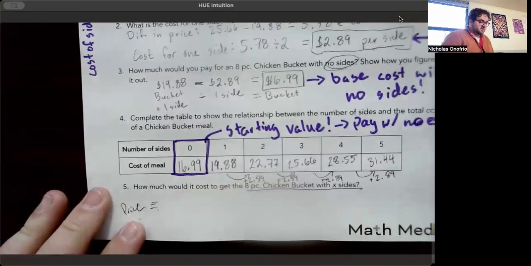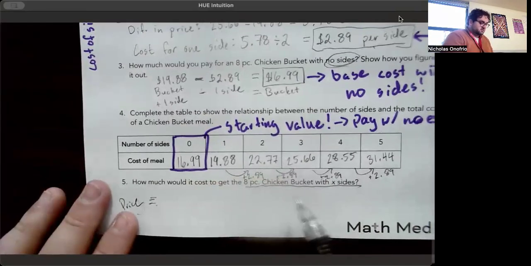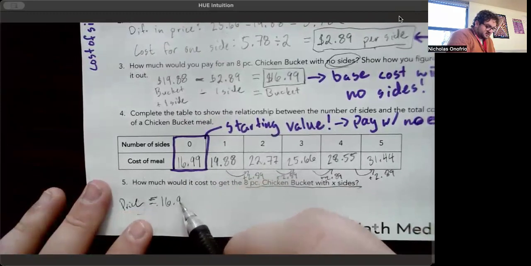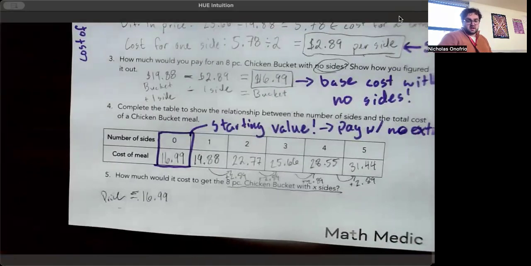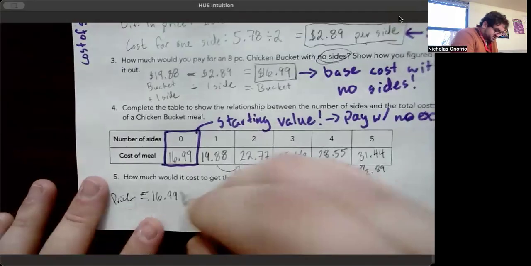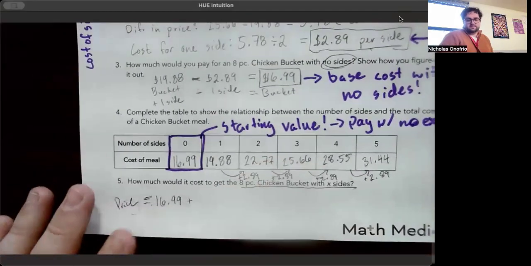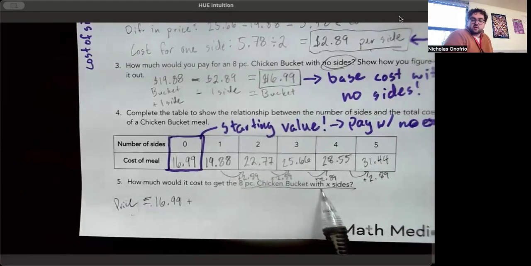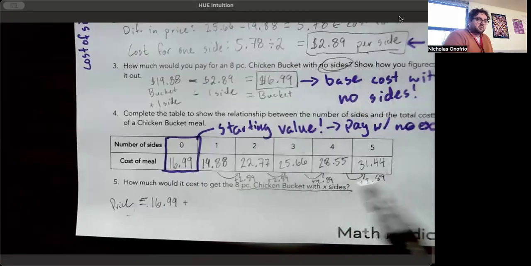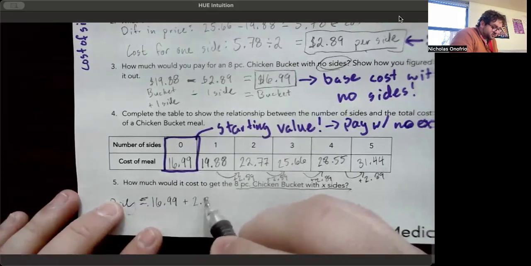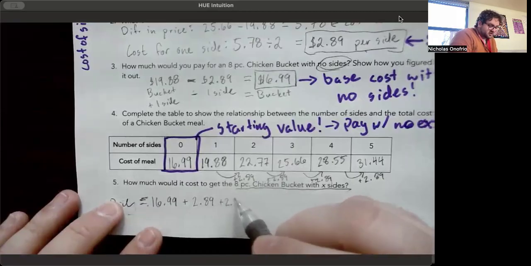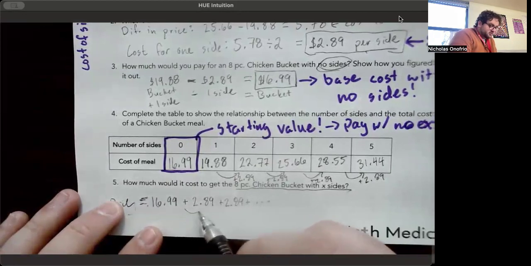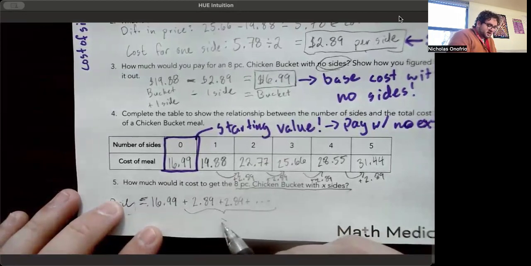to something we pay every time we want to get that 8-piece chicken bucket with sides. So every time we're going to pay $16.99. Now, if I'm adding on sides, I'm going to be doing a plus, right? Now, the real mystery here is we know a side is $2.89. We found that earlier. But how many times are we adding $2.89, right? That's the mystery. So for now, let's just do it in theory. So $2.89, and then the number of times we're doing this is x times.